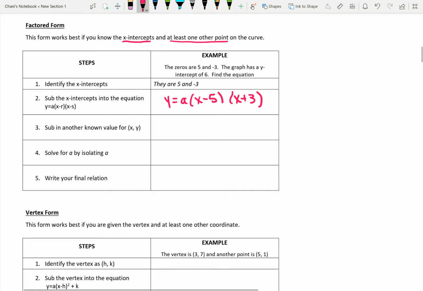Then you sub in another known value for x, y. Since there's a y-intercept of 6, that's the coordinate 0, 6. So you're going to sub in 6 equals a, 0 minus 5, 0 plus 3. Then you solve for a by isolating it. So 6 equals a, -5 times 3, which is -15. So you get 6 over -15, which simplifies to -2 over 5, and then you write the final relation.